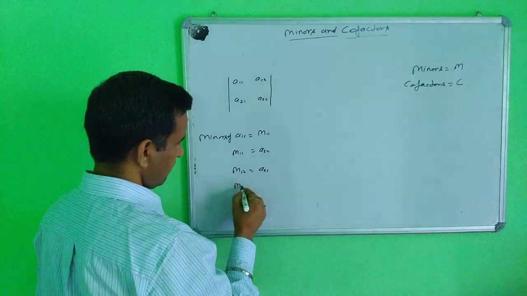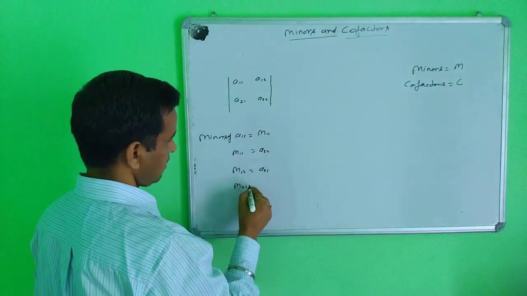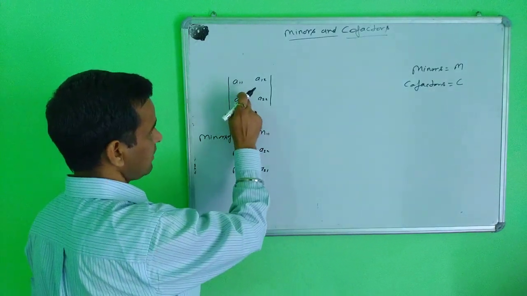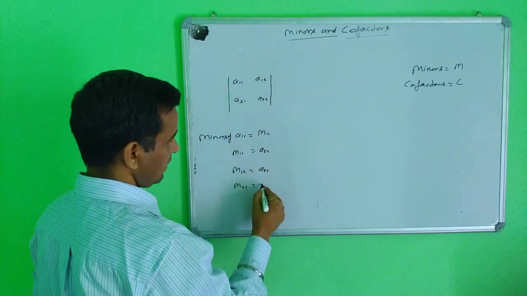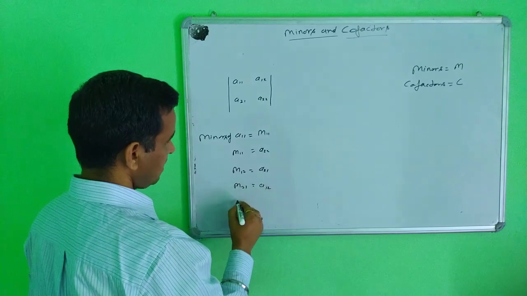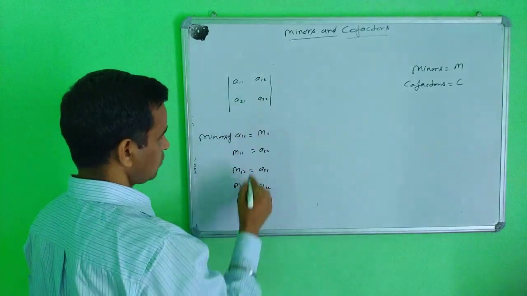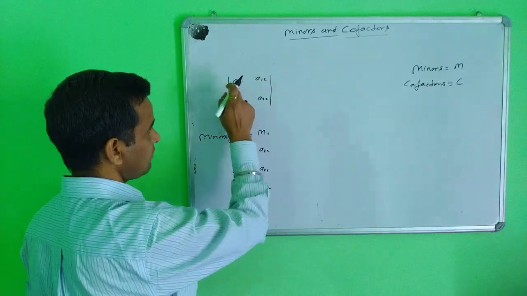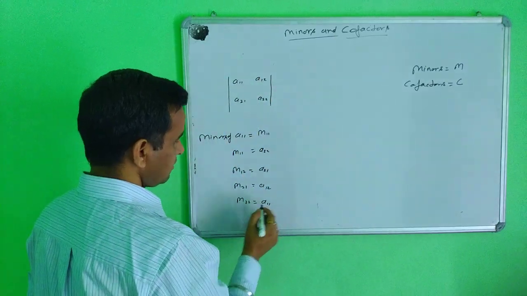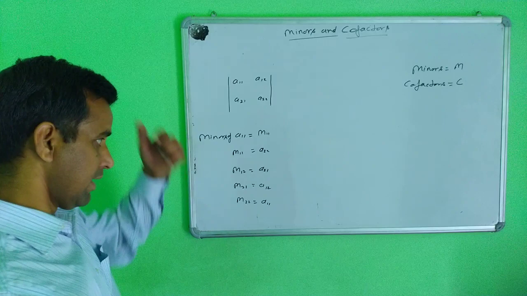Next, the minor of A21. This column and this row will be hidden. What is left? A12. Similarly, the minor of A22: this column and this row will be hidden. What is left? A11. Then we can find their minors.